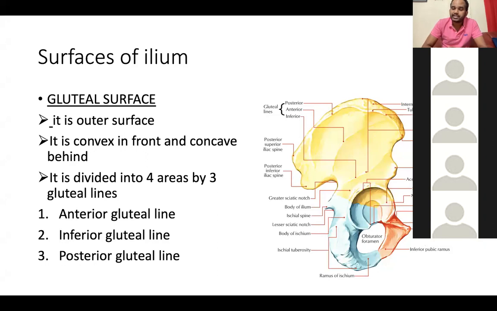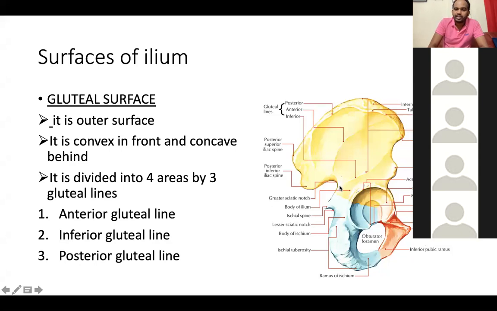How many areas are you seeing in the lateral surface? Four areas. How many lines? Three lines. Three lines are dividing the lateral surface into four areas. The three lines are the posterior gluteal line, the anterior gluteal line, and the inferior gluteal line. Do not get confused.